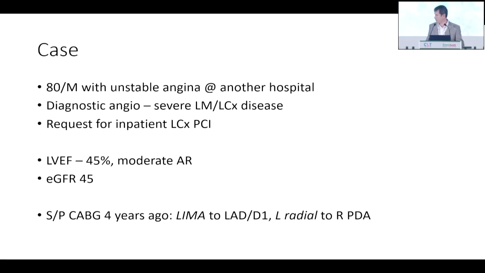Hello, audiovisual, can you fix up this monitor? We can't see anything on this. It comes on the big screen, yep.